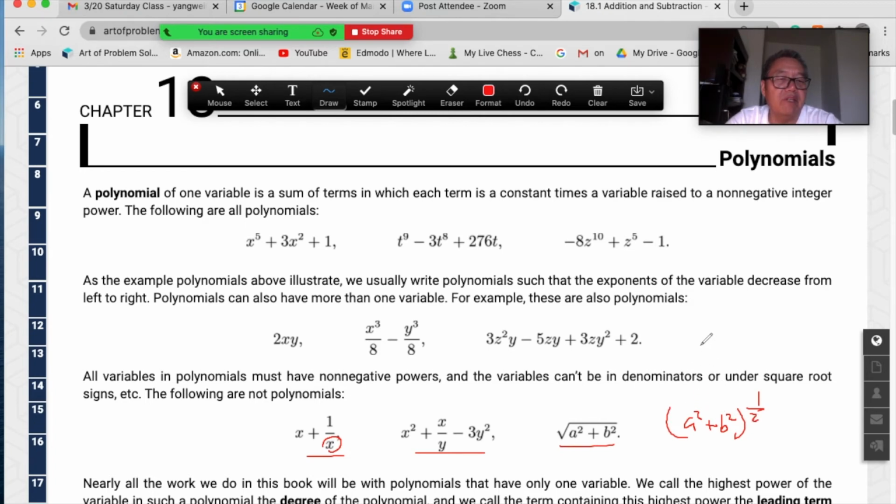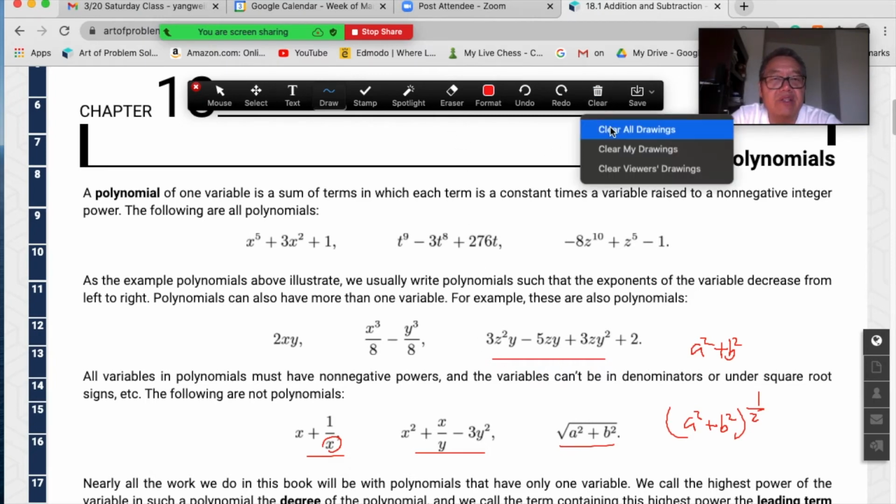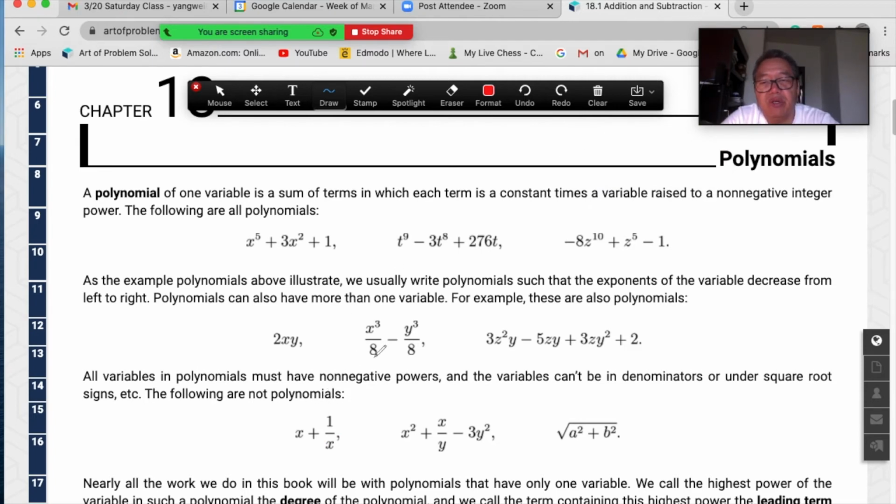If we don't have this, we have a squared plus b squared. This one is a polynomial. If a and b are variables, this one is also a variable. It's a polynomial with two variables. So the highest power of a polynomial is called the degree of the polynomial. That term is also called the leading term.